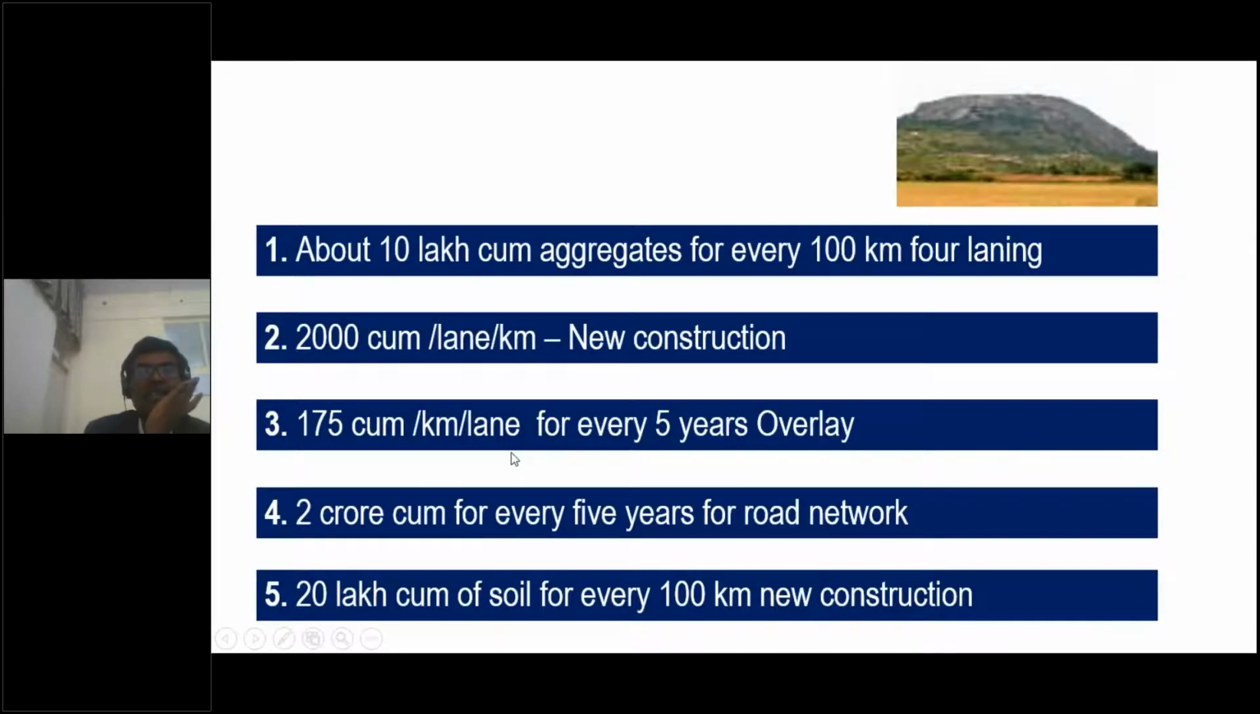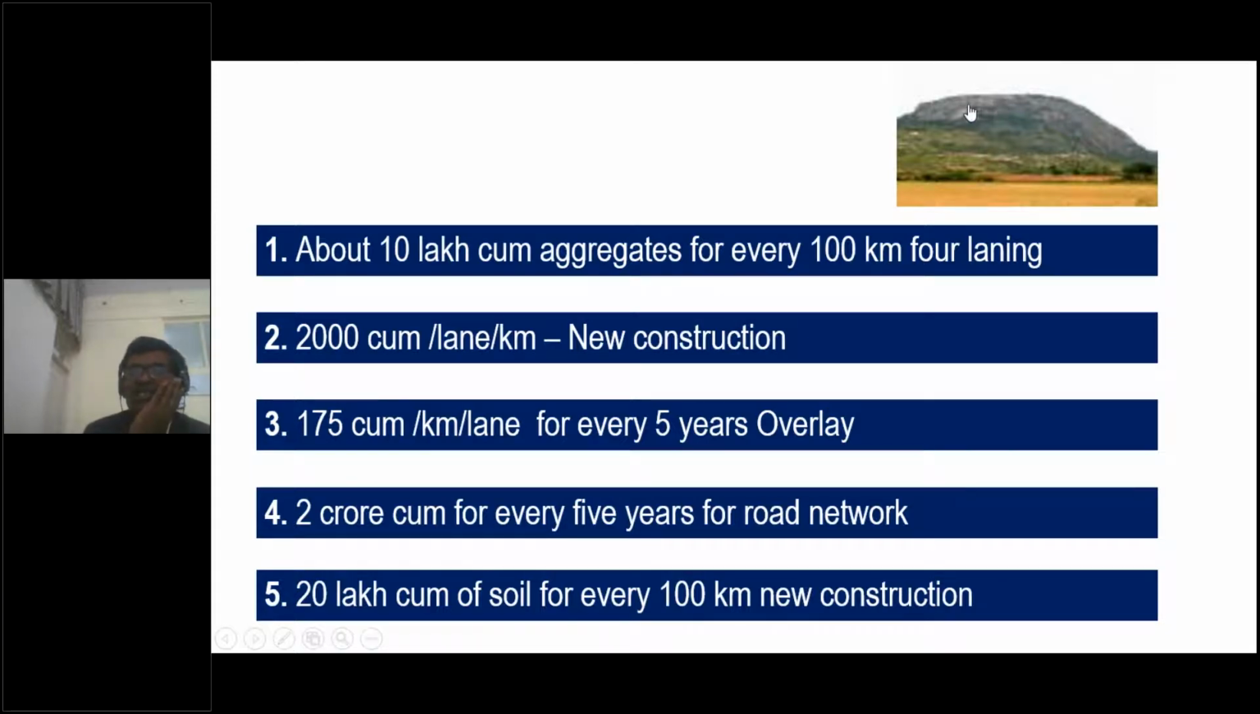What do those figures tell us? Believe me, if there is a hillock like this, and you have a package of a 100 kilometer, 6-lane project, by the time we finish this project you will not see this hillock on Mother Earth. A major portion of this hillock will vanish from Mother Earth. I'm not at all exaggerating.